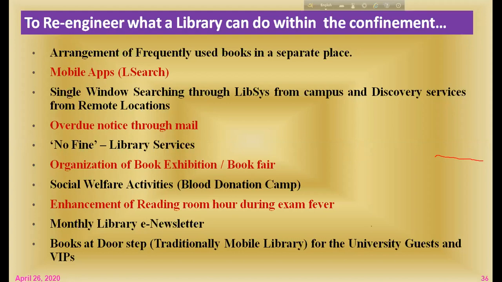Then organization of book exhibition or book fair. See, it's a kind of interesting program, an annual book exhibition and book fair. Since we are 150 kilometers away from Calcutta, the students of the rural belt are not acquainted with the new book market. So whenever we get an allocation of money for purchasing books, we organize the book exhibition, inviting 30 publishers and booksellers from throughout India. And that's a great event of the library. That's a great event of the locality, not even only of the campus. People come even from outside, and that's lovely and encouraging.